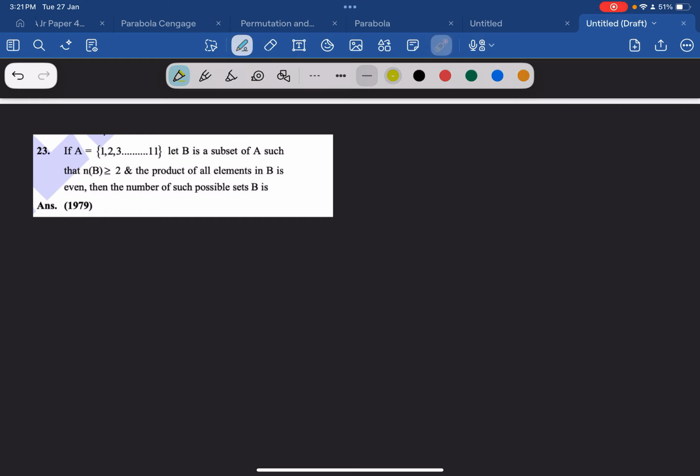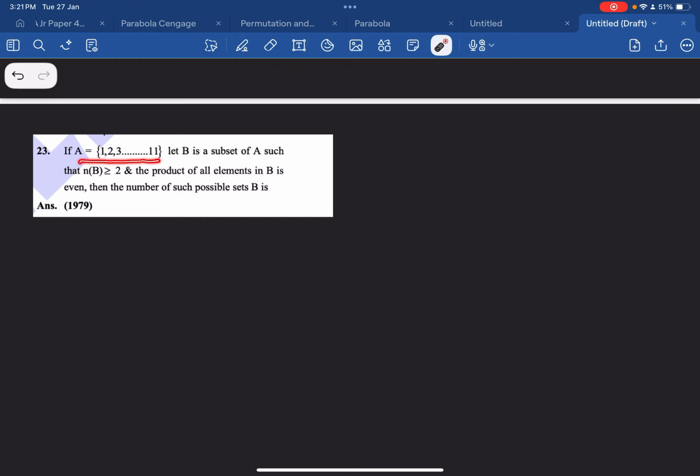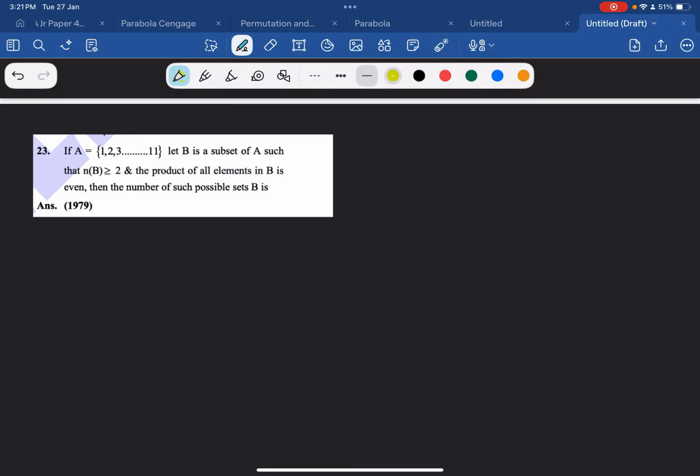Okay, so we got these values. Now see very carefully. A is any set we have been given and B is a subset of A such that n of B, the size of B, will always be greater than or equal to 2 and the product of all the elements in B is even, alright. So they are asking for the number of such possible sets B.